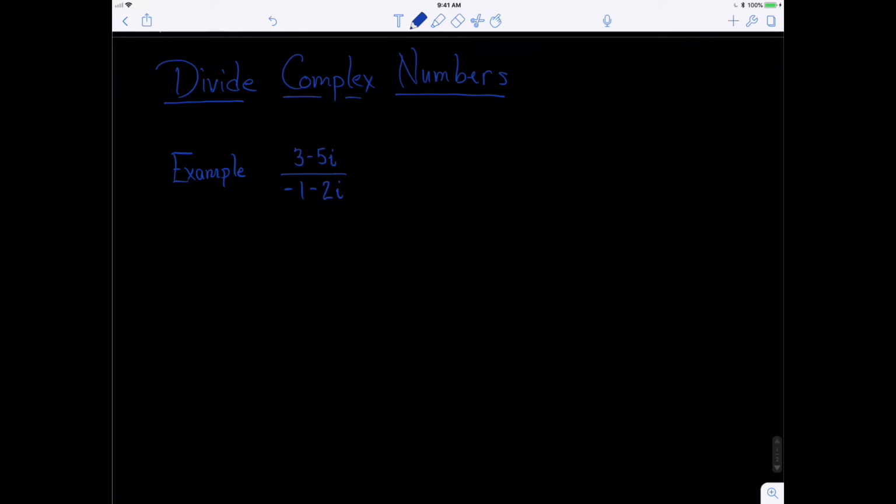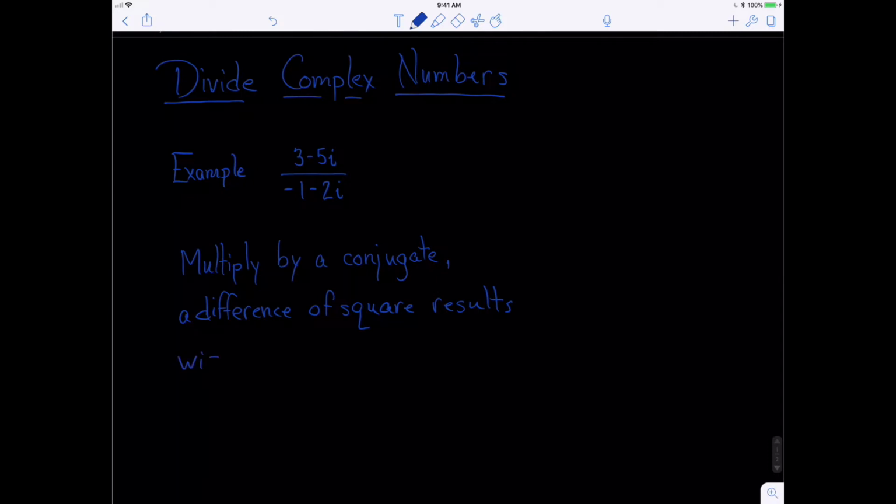Now, this is kind of an interesting catch that mathematicians have used. And the idea is that if you multiply by a conjugate, a difference of squares, this is the key idea, a difference of squares results with no middle term. And that's the important part, with no middle term.